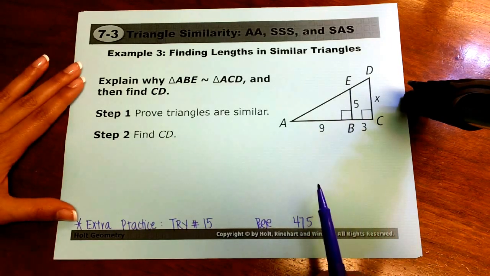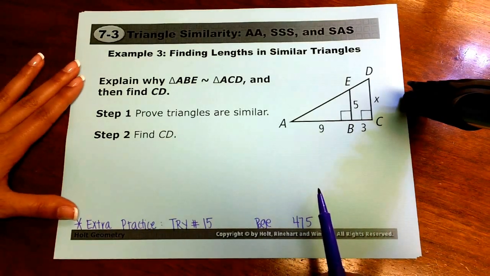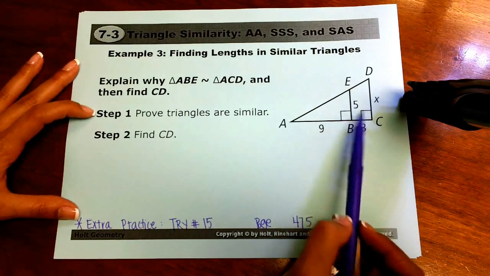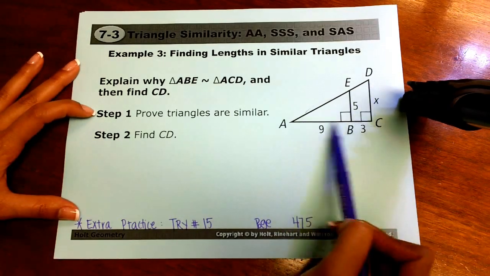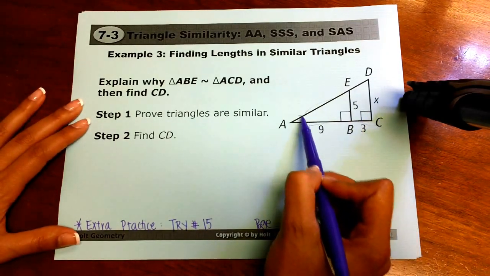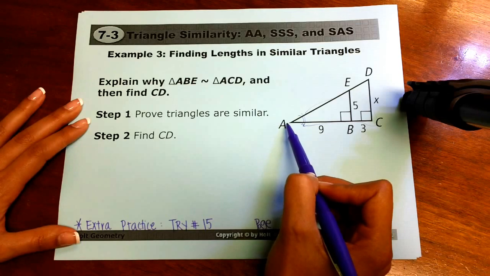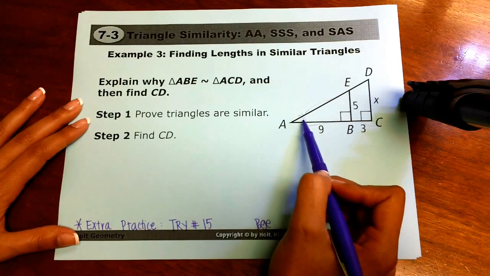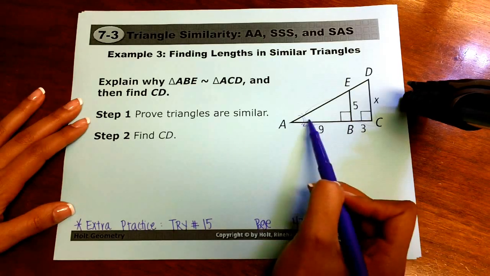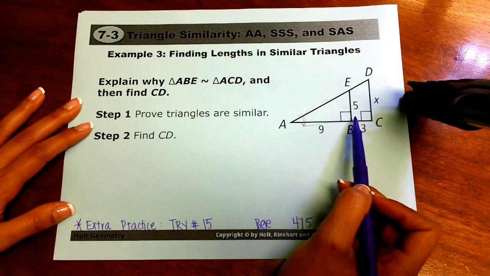Here's your last one. We need to find the lengths in the triangles, and we're given these two. There are two triangles here. There's the one that includes the other. First, I need to prove that they're similar. So they both share this angle A, and because they both share it, it's congruent to itself, reflexive, and both of them have a 90-degree angle. So by angle-angle, I know that they're similar.